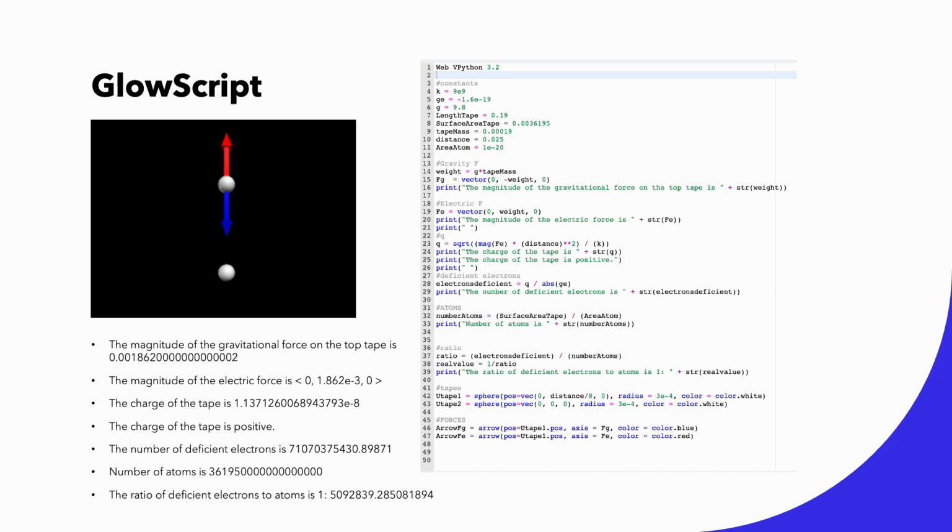Two particles were created. These were represented by spheres. These are representative of the charged tapes, so the point charges of the charged tapes. And then the calculations done earlier were included in the code, and you can see the outcomes of those beneath the visual representation. And this is more like a free body diagram, and you can see the code on the right.